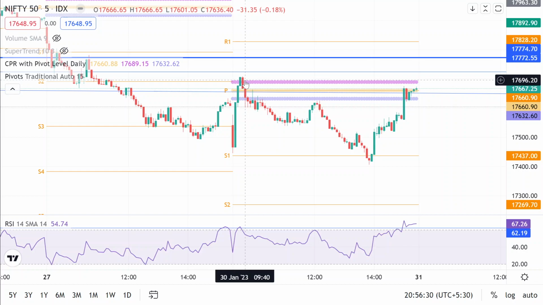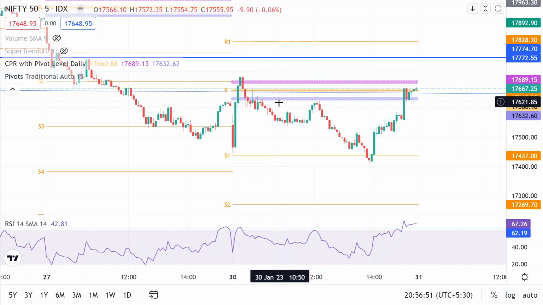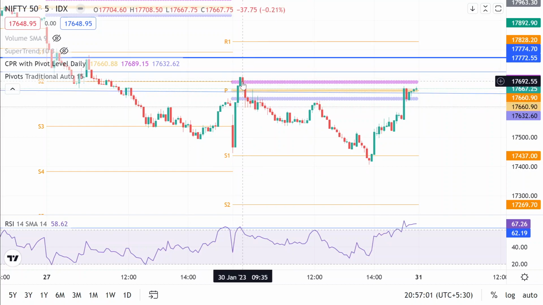So this is what happened. What can we do here? We will simply wait. And when it breaks this point, 7603, when it is breaking 7600, it is breaking the round figure as well as the previous day closing. It is also breaking the CPR in reverse, meaning it is not taking the support of the CPR zone.